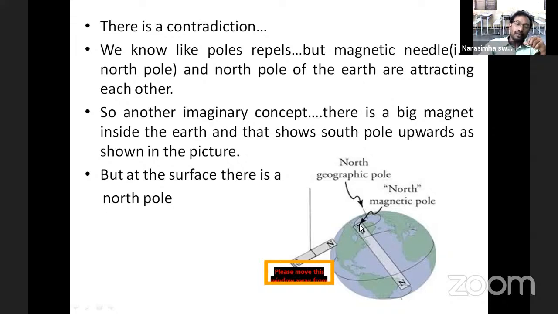pole. So with this, what do we conclude? See, the freely suspended magnetic needle, the north direction of this magnet that is indicated, is attracting towards the south. So this is the only possibility. What is the possibility? North always attracts towards the south. So the imaginary concept is that inside the Earth there is a huge magnet, where the upside is a south pole and the downward side is a north pole.